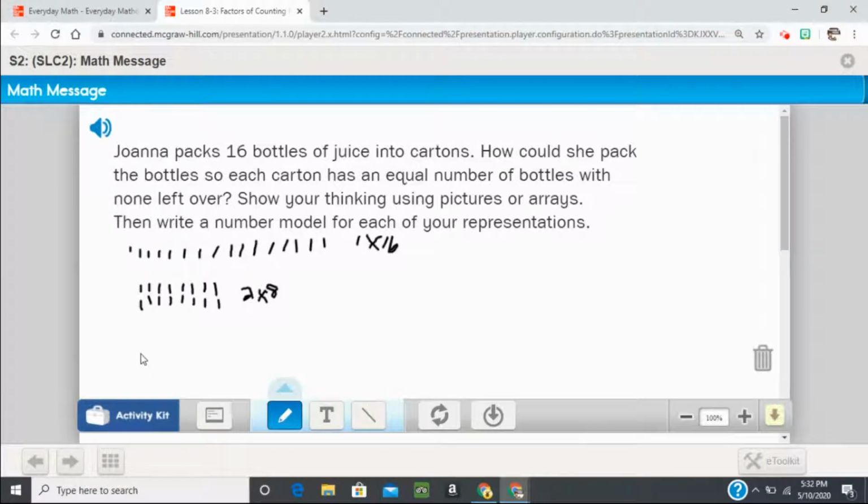I cannot do 3 because 3 times 5 is 15, but I can do 4 rows of 4. And that would be 4 times 4, which equals 16. All of these are factors of 16. So we have 1, 2, 4, 8, and 16.